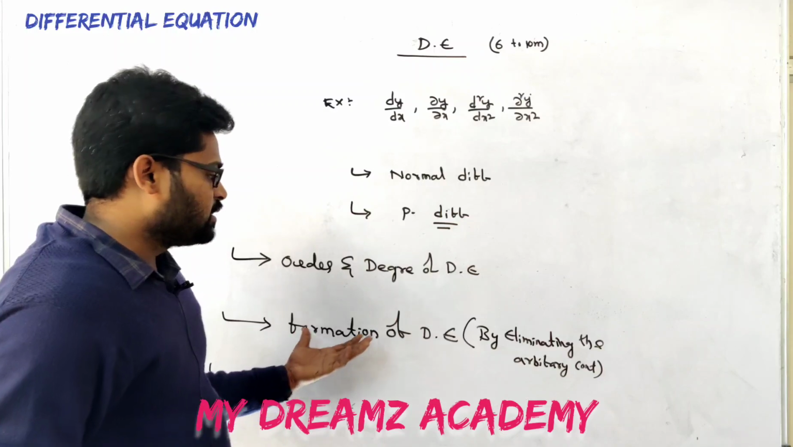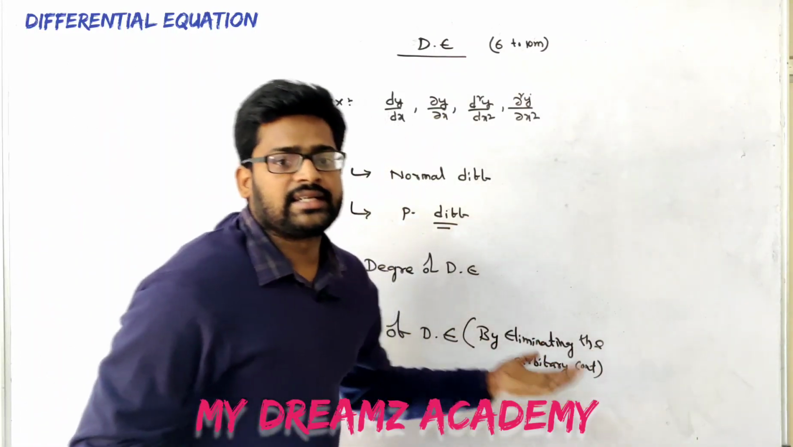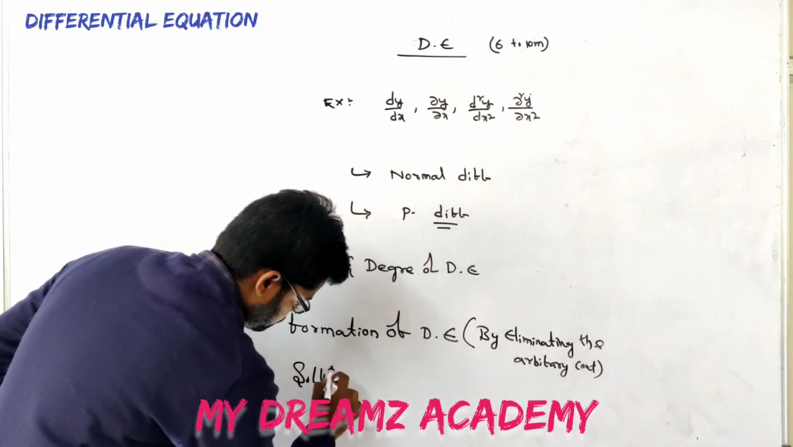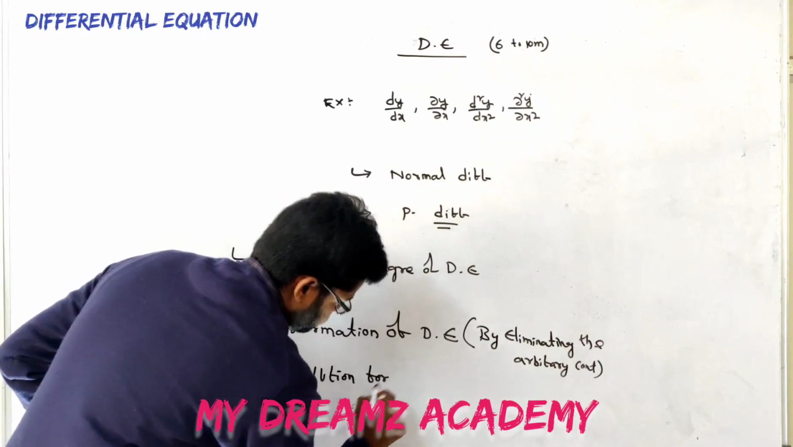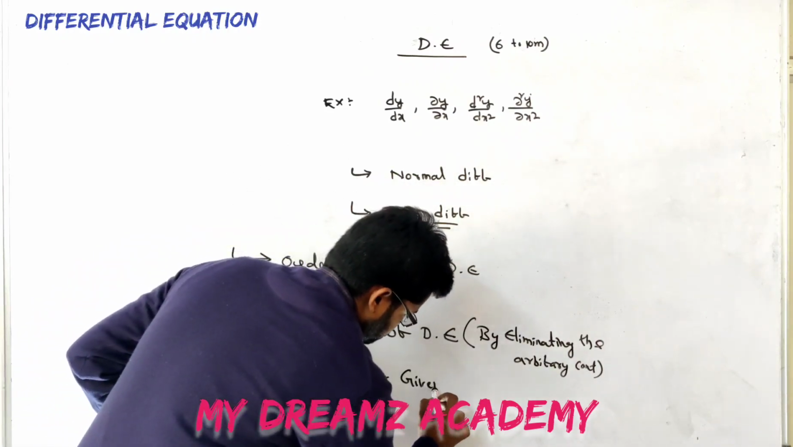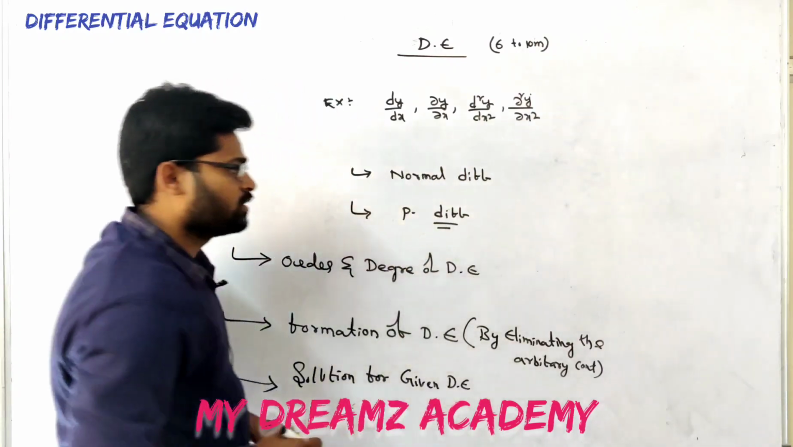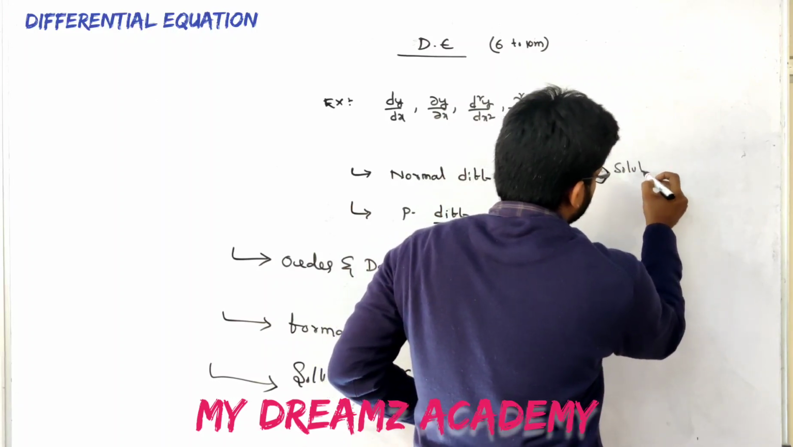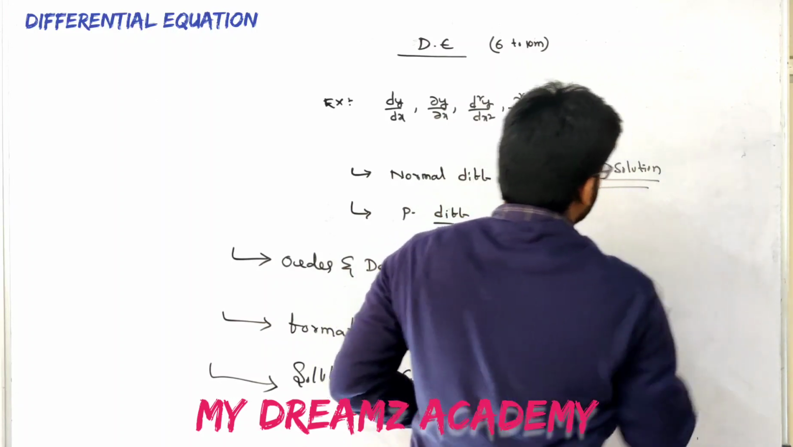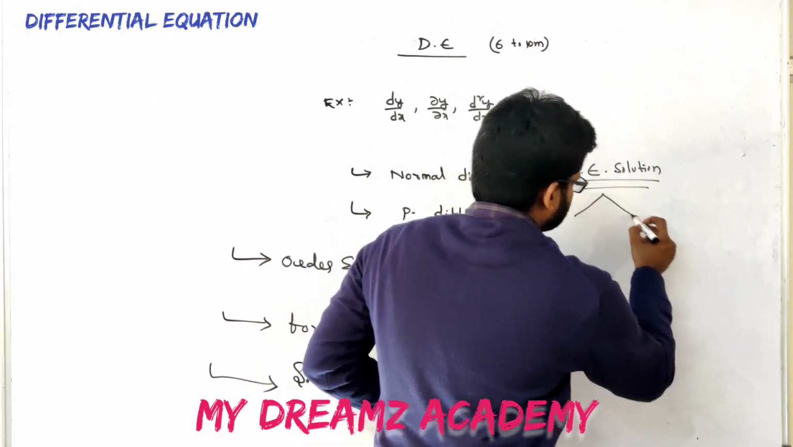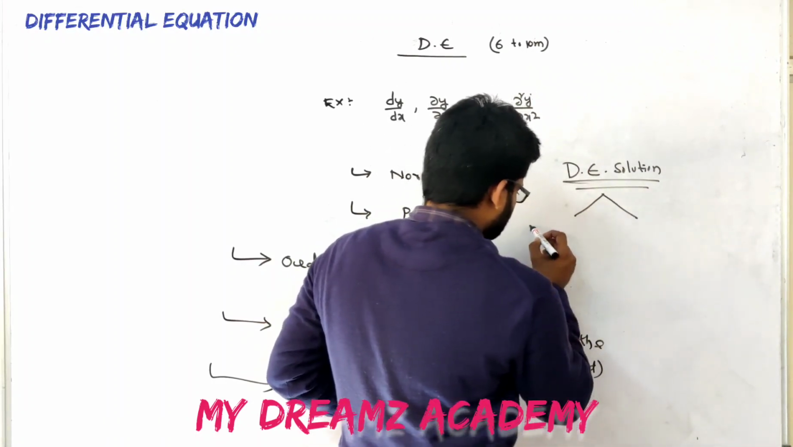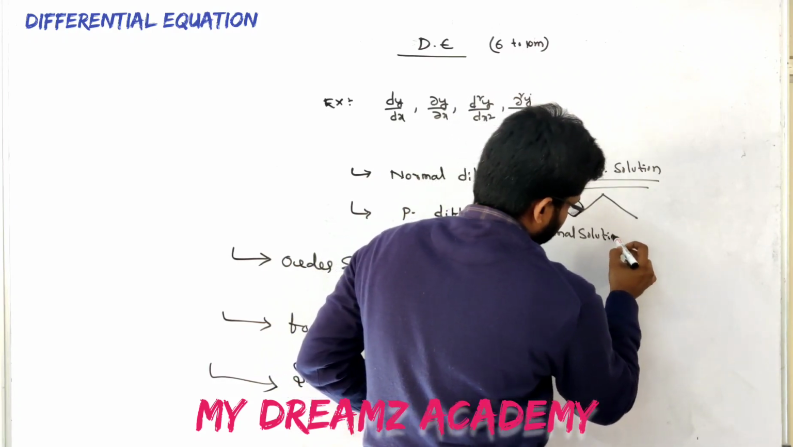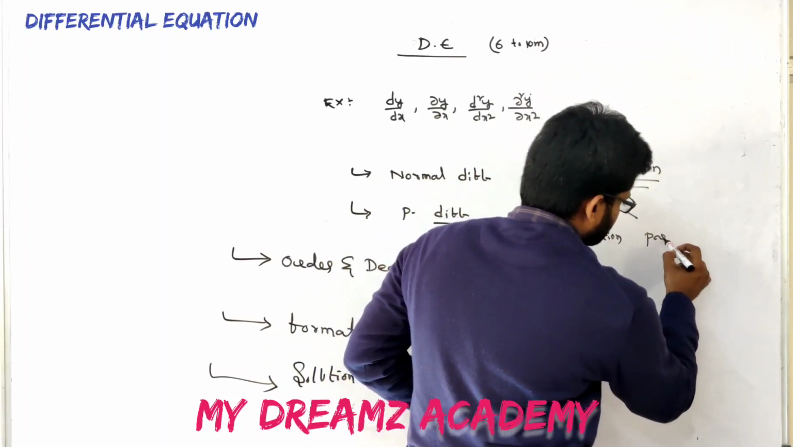The order of the differential equation depends on the number of arbitrary constants that it contains. And the next one is the solution for a given differential equation. Generally, the solution of a differential equation is of two types. One is the normal solution, and the second one is the particular solution.